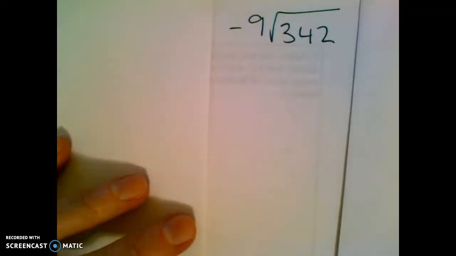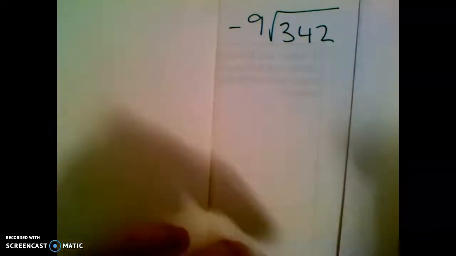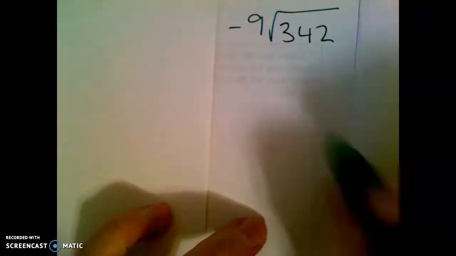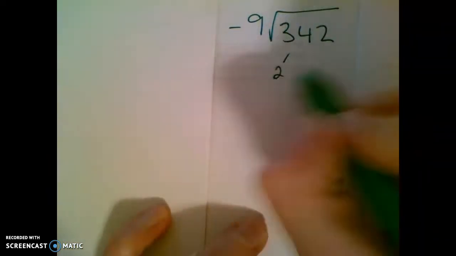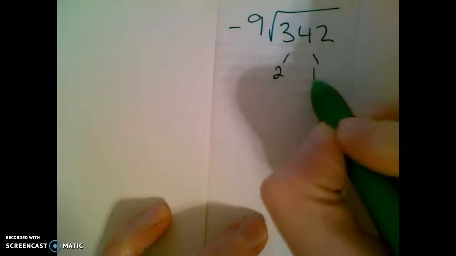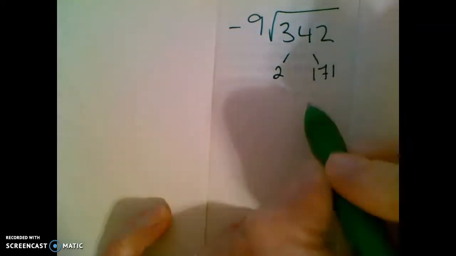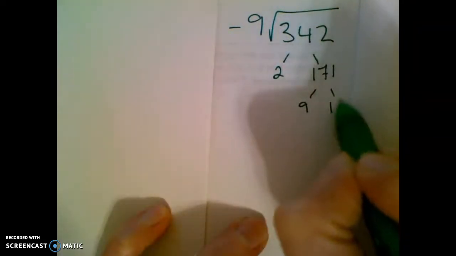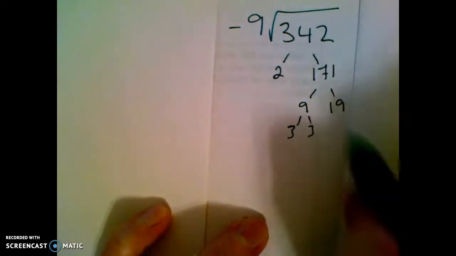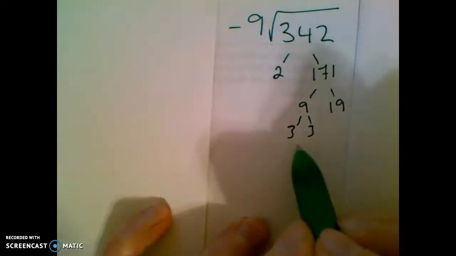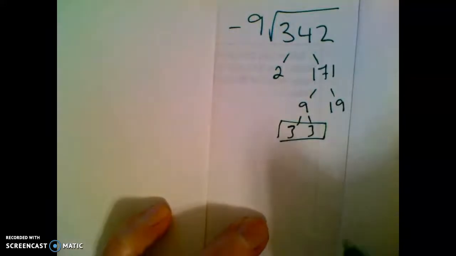All right, and very last one, we're just going to do a factor tree because I don't actually know this answer off the top of my head. So it is even, so I know I can cut it in half, so half of that's 171. And then this one happens to be 9 and 19. 9 is 3 and 3. 19's prime, 2's prime. This is a pair of 3's.